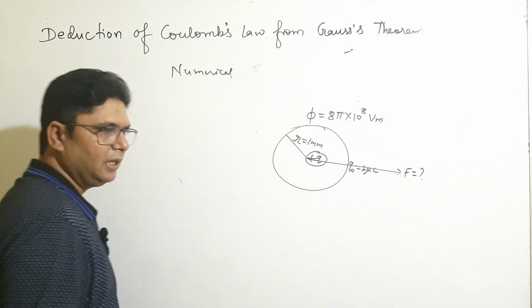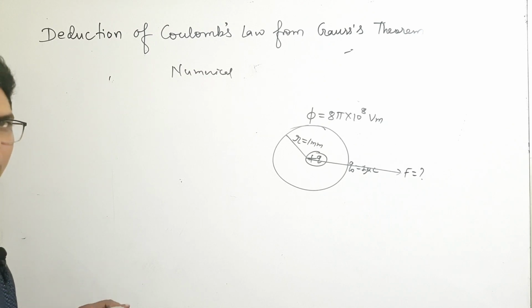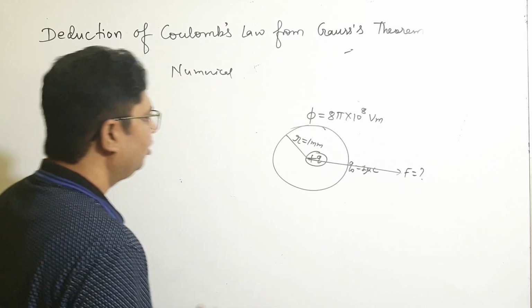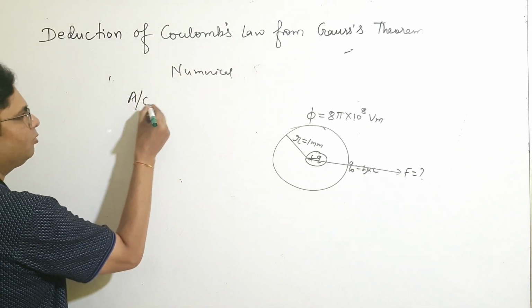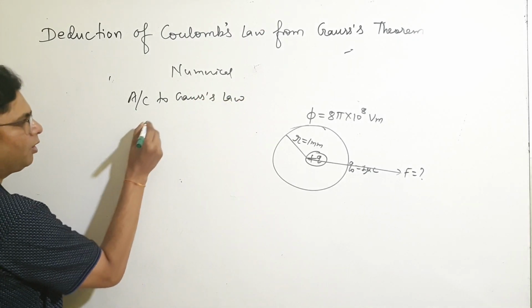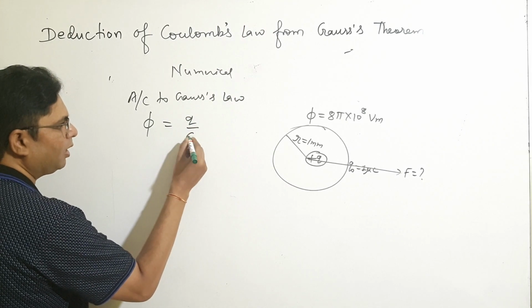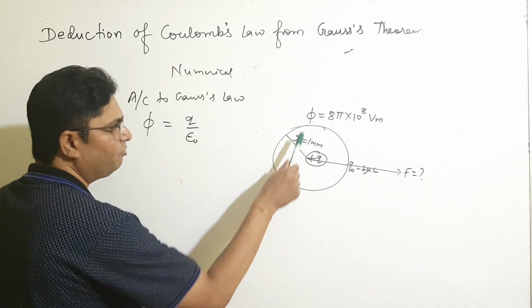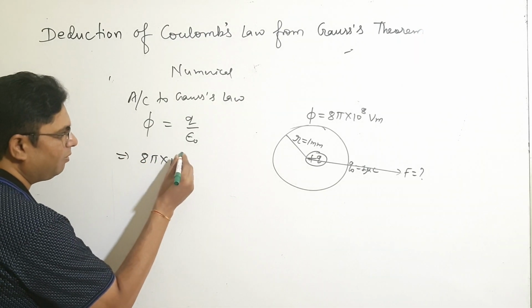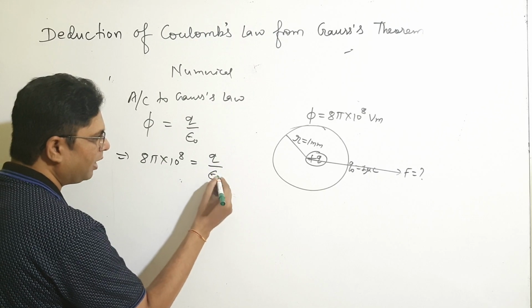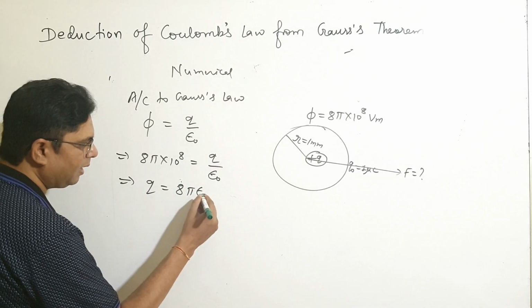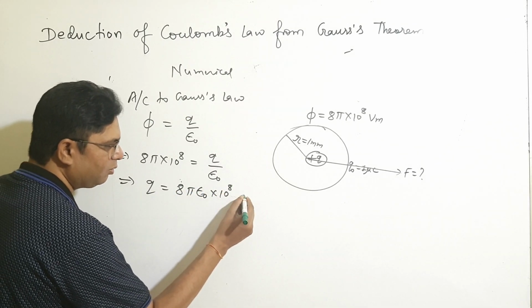This type of numerical can be solved by two formulas. One is Gauss law, the other is Coulomb's law. So first we use Gauss law. According to Gauss's law or theorem, phi equals Q upon epsilon naught. The value of phi is given as 8 pi 10 to the power 8. This is Q upon epsilon naught. So you have Q equals 8 pi epsilon naught 10 to the power 8 coulomb.